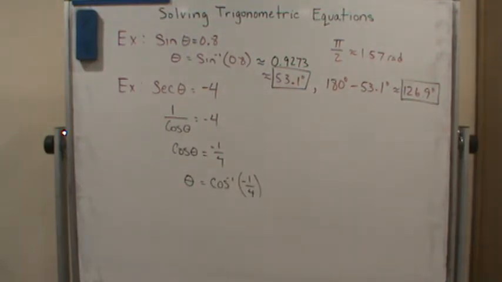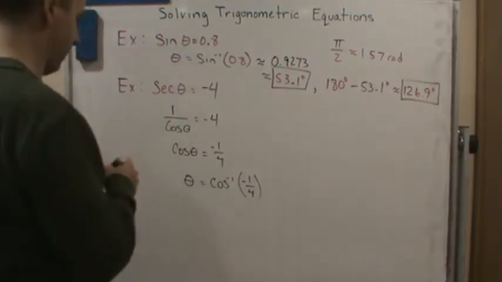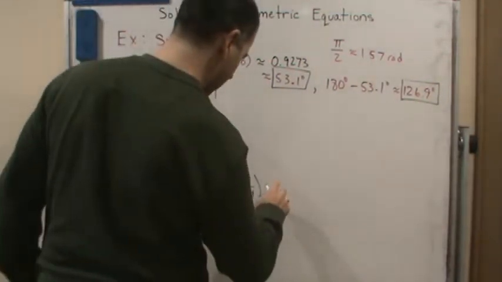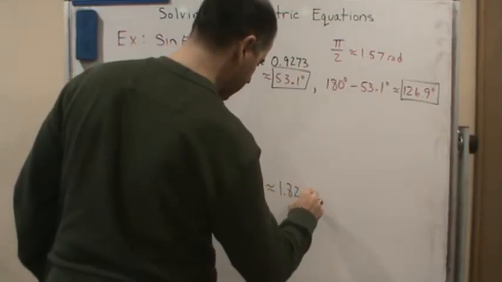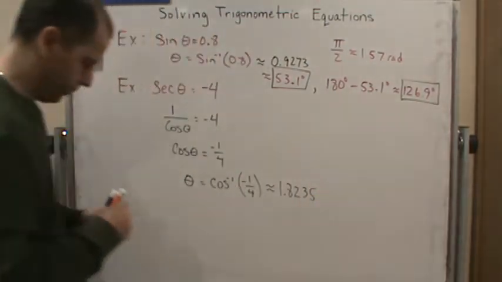Okay. So now all we have to do is use your calculator, and again, I don't have my calculator, but again, you're going to use the second cosine key to get the inverse function, cosine inverse, and you're going to get 1.8235. So this is going to be approximately 1.8235.